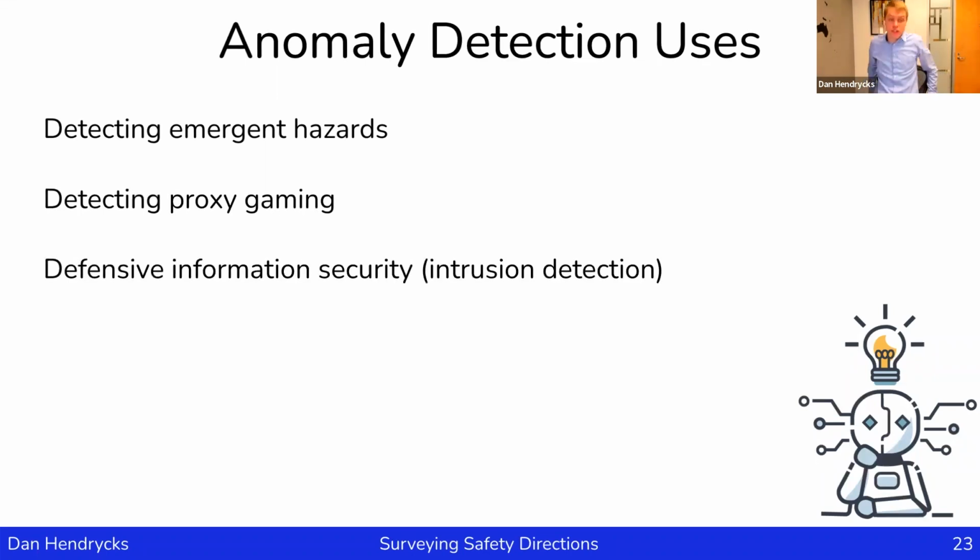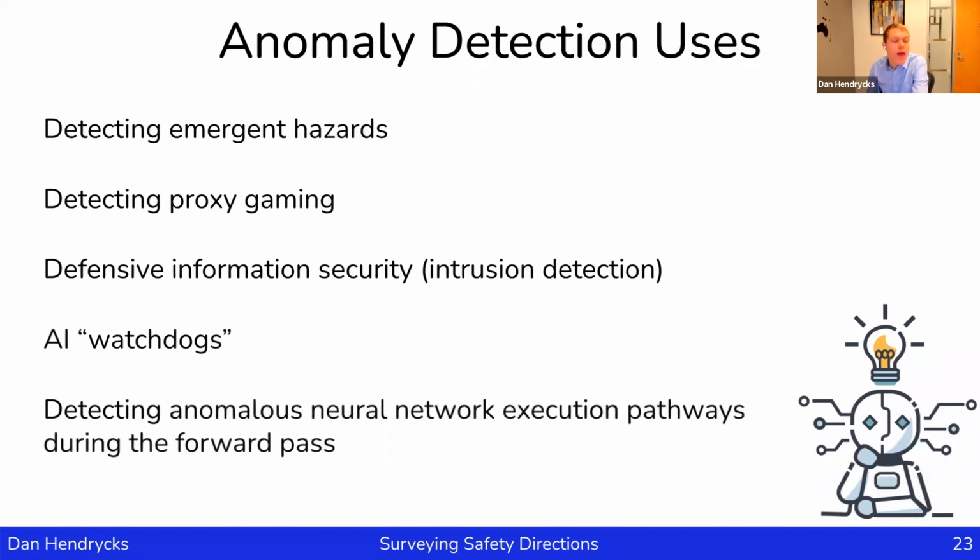Anomaly detection could be used for defensive information security, such as identifying intruders in networks. That would improve cyber defense and make us safer against AIs that are used to hack other AI systems, which is a concern probably in the next few years. So that's another use of anomaly detection. In the longer term, there are AI watchdogs that are looking for malicious use or rogue actors, be they human actors or AI actors. And there's also using anomaly detection to detect anomalous neural network execution pathways during the forward pass.